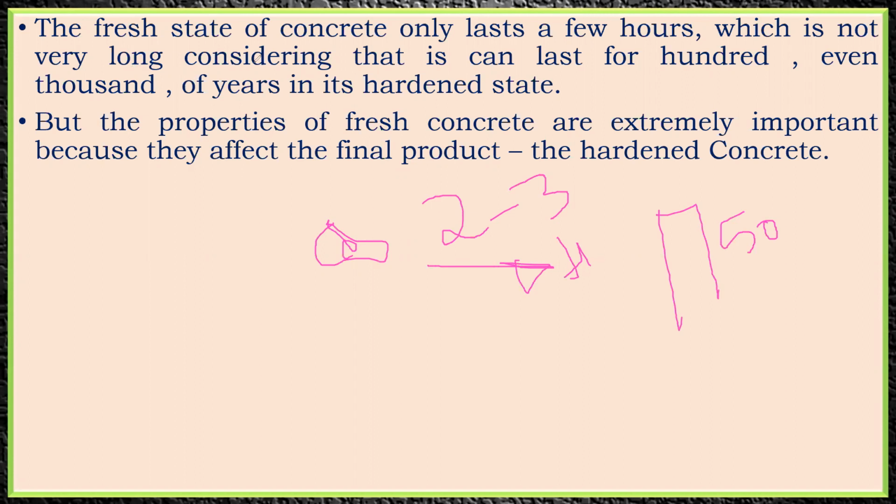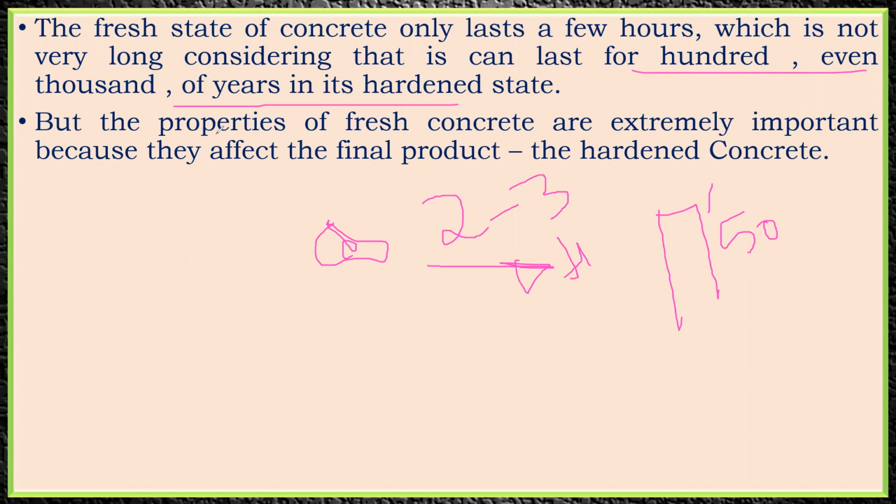So that is what is written here. A fresh state of a concrete only lasts a few hours, in the sense 2 or 3 hours, which is not very long, considering that it can last for 100 or even thousands of years in the hardened state. This is my hardened state. Hardened state can be anything. It may be a building or whatever you're supposed to do. So once you put the concrete, it becomes a hardened state.